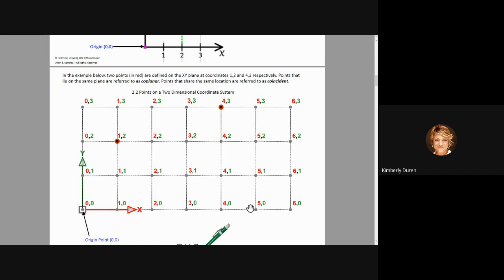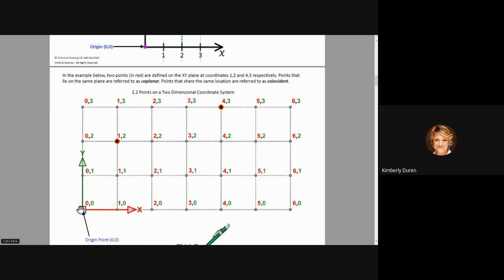So all of these are going to have 0 in the Y. They don't raise up, right? But they have numbers in the X. And notice that it's on a grid system. It's called a Cartesian system. So it's like a grid, and they would be equidistantly spaced. Inches, millimeters, feet.